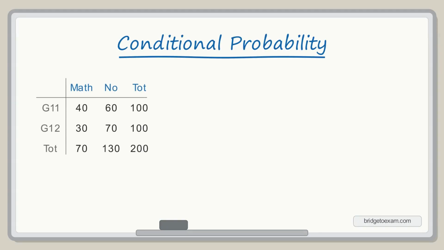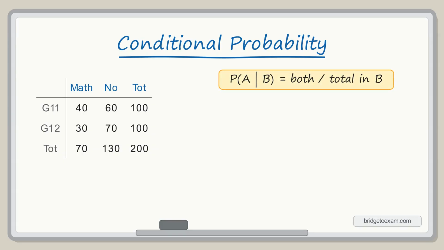First, conditional probability from a two-way table. The number one error is dividing by the grand total, when the words "given that" tell you to use only a row or a column.